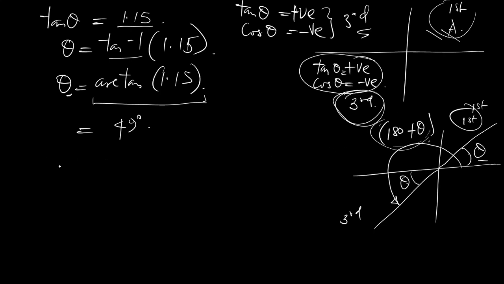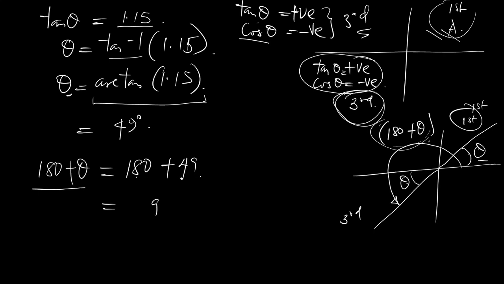But the right angle should be the angle with this reference. So the correct value we're looking for will now be 180 plus theta, because 180 plus theta is at the point where you have tan theta positive and cos theta negative. So 180 plus this 49 will give us what? This will give us 229 degrees. So that is the right answer.